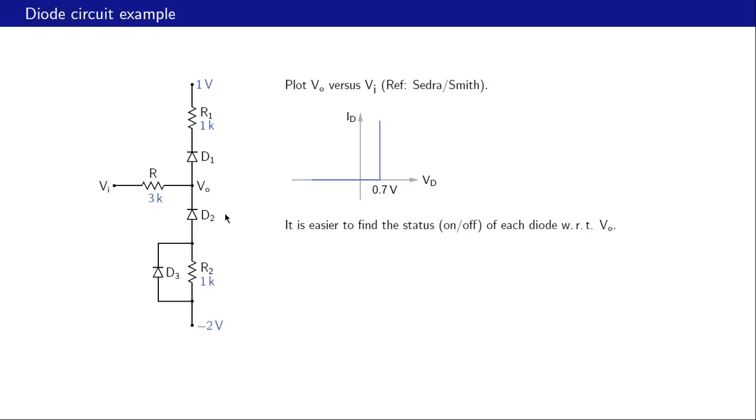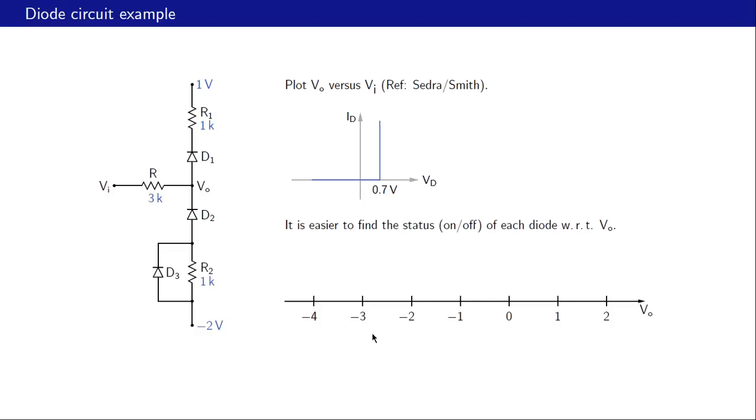And what do we mean by that? If Vo is known, then this voltage difference is known, and therefore we can figure out whether D1 is conducting or not conducting. And similarly, this voltage difference is known, and then we can figure out whether D2 is on, D3 is on, or D2 is off, D3 is off, or just one of them is on. So if we start our analysis with respect to Vo, then we find that it is much easier.